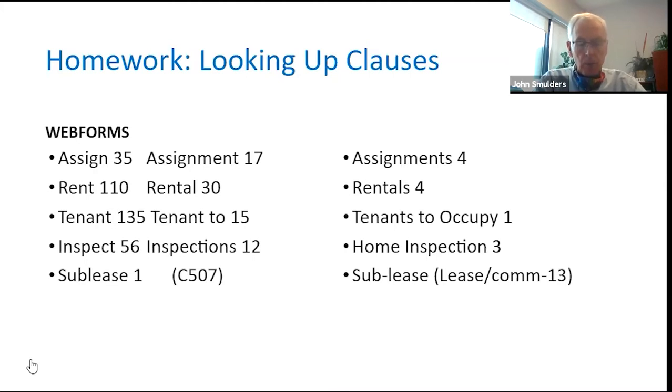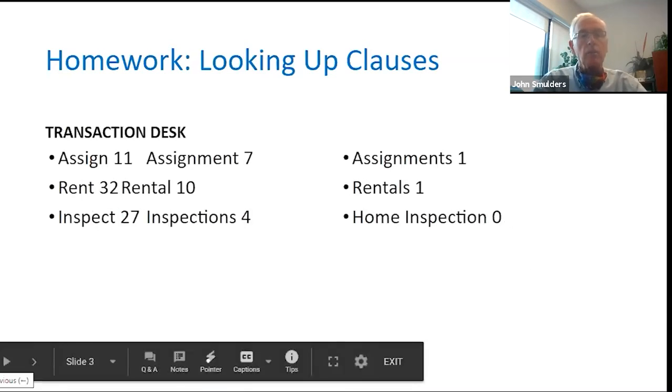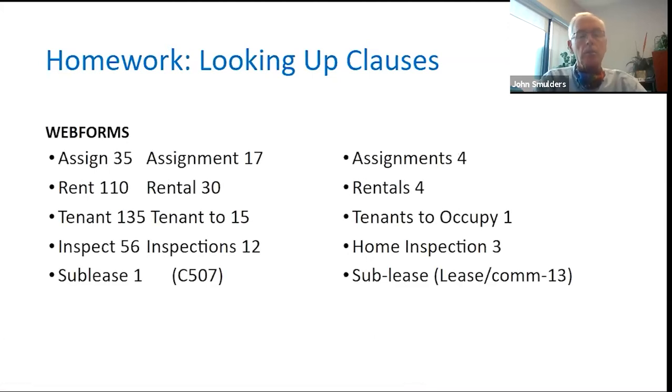The problem with both transaction desk and web forms, and we will take a look at transaction desk in this next slide in just a moment, is that these 2 programs are not intuitive at all. And they certainly do not have the algorithms that something like Google has, which, let's face it, is pretty good. When you put in a search, it usually comes up with the top 3 or 4 answers right off the bat. It's really good.